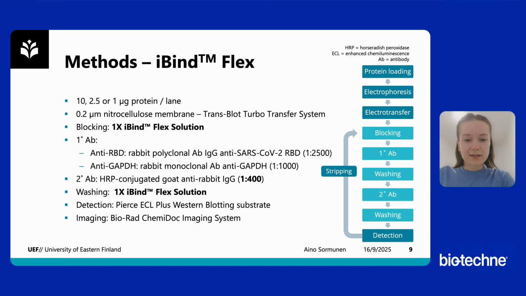Next for the iBind, so here I've highlighted in bold the reagents that have changed compared to the traditional Western blot. So for blocking and antibody dilutions and washing, we used the 1x iBind Flex solution that is provided by the manufacturer. And then also on the right, you can see the workflow. So the light blue parts in the process are the parts that are being done with the iBind device.